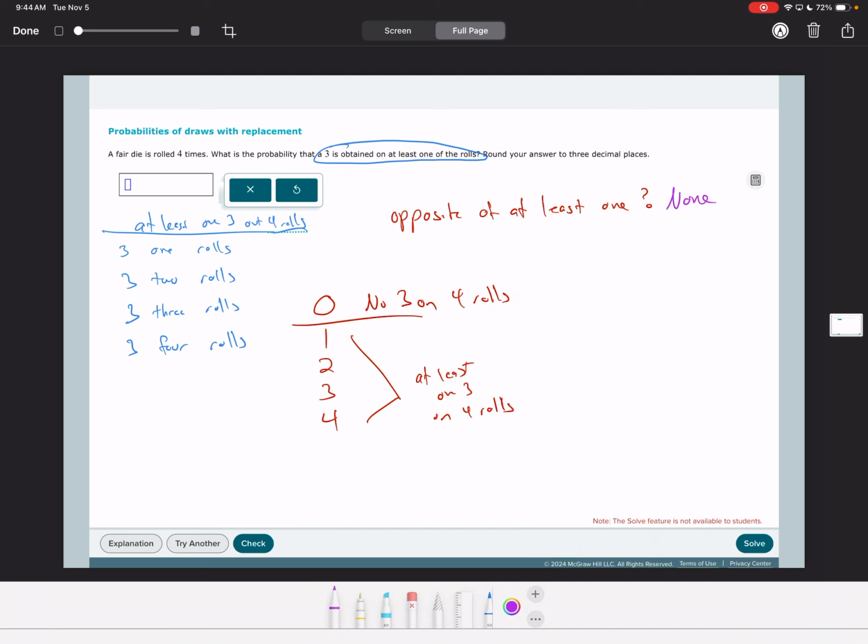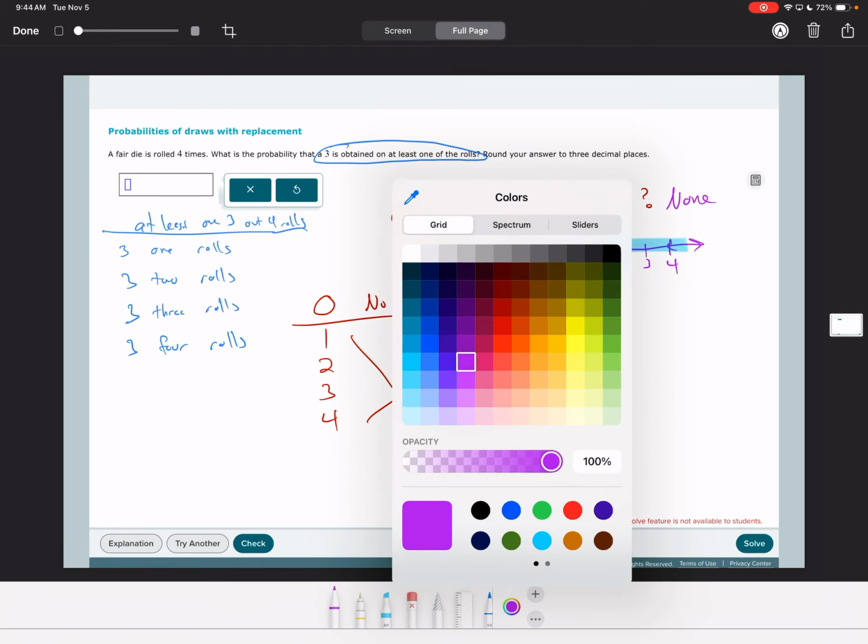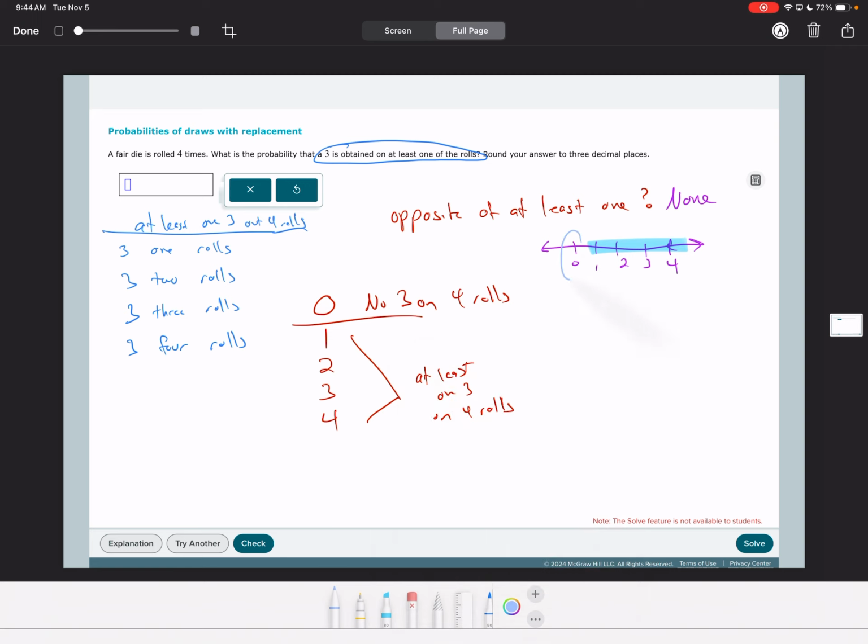You have at least 1 would be 1 and more, so the opposite of that would be 0. So if you thought about it on a number line, at least 1 would be everything from here to here. So the opposite of that would be just the 0, okay? So you can find the other side.